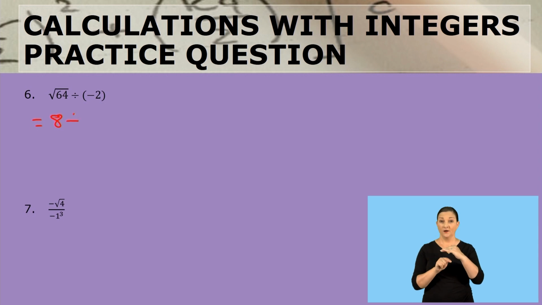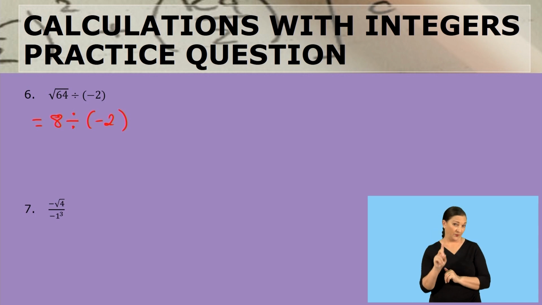And when we divide with a negative 2, we just need to remember that we are dividing a positive number with a negative number. And what is 8 divided by a negative 2? Yes, the answer is going to be a negative 4. Let's go on to number 7.